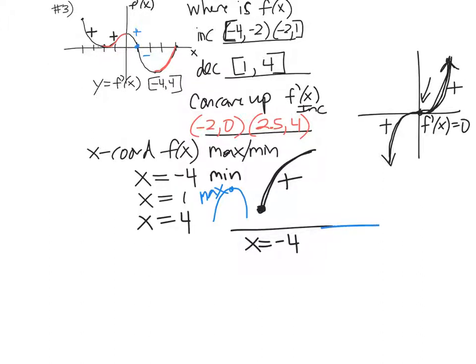X equals 4. This is where our graph is ending. Nothing is happening on the right side of 4. What is happening on the left side of 4? It's decreasing. It's coming down to it. So that would be a minimum. It's weird. They're both minimums, even though one is way up here.